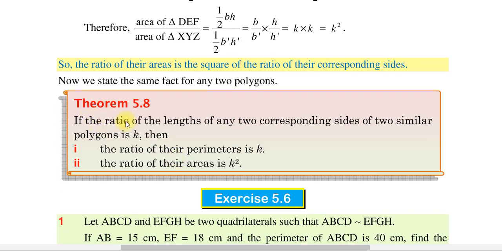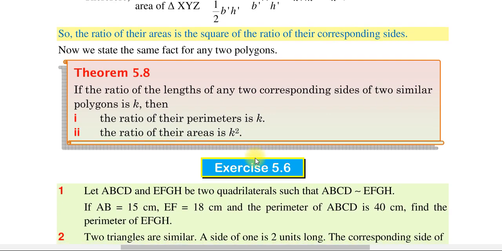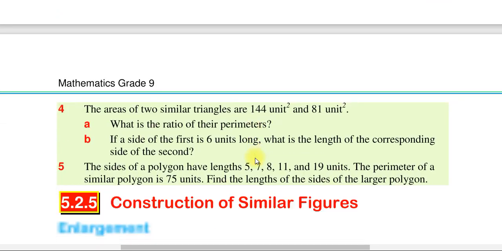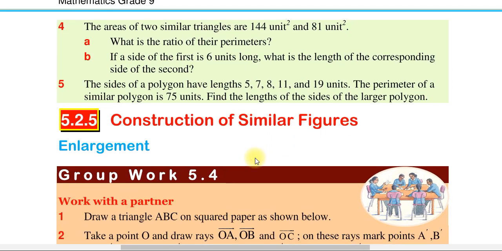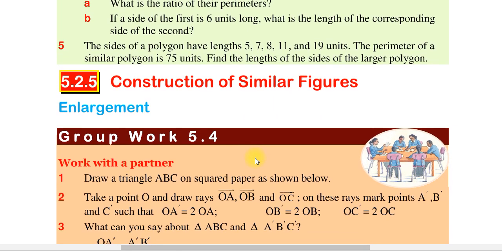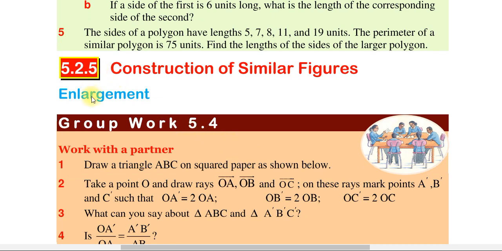Now we state the same facts for any two polygons. If the ratio of the lengths of any two corresponding sides of two similar polygons is k, then the ratio of their perimeters is k and the ratio of their areas is k squared. Okay, not only for triangles but for any polygon, we can conclude that the ratio of the perimeters is k and the ratio of the areas is k squared. The next topic is construction of similar figures and enlargement.